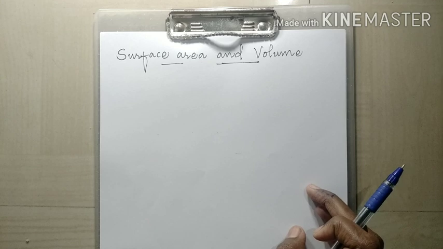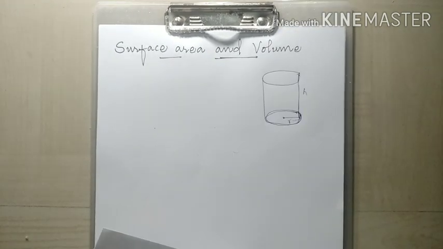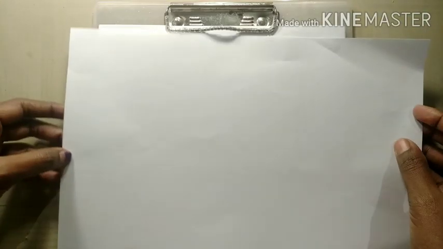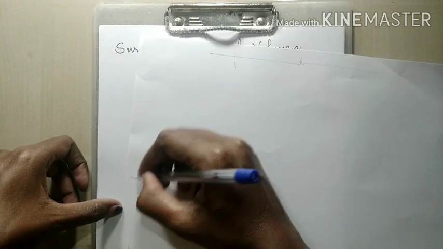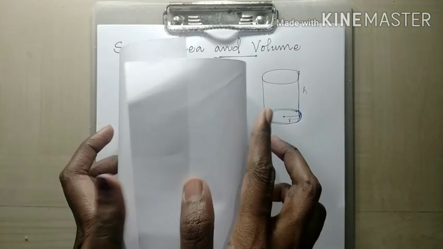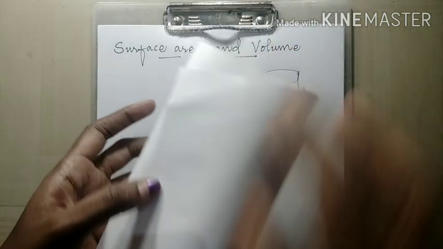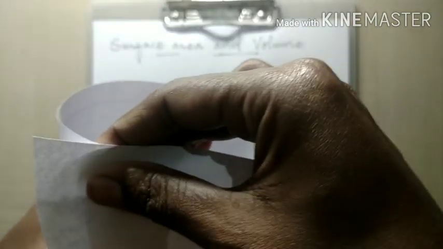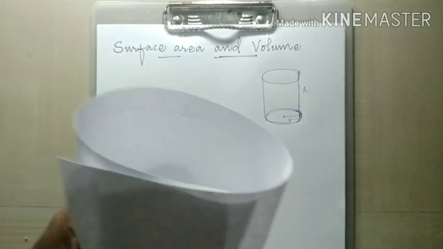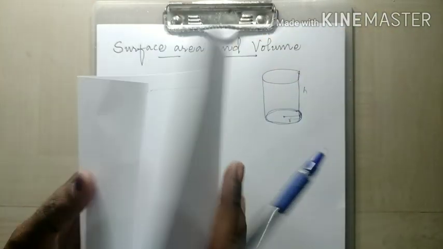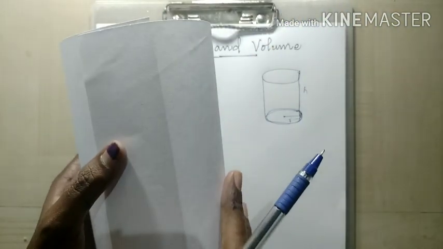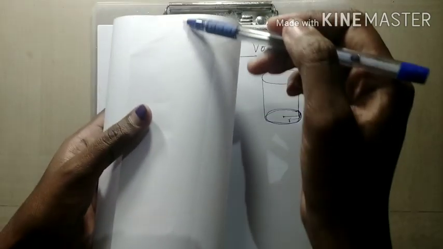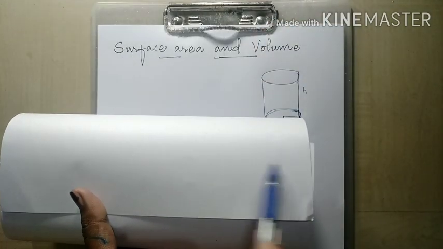So let us start with the cylinder. Suppose I have a rectangular sheet. This is the length part and this is the breadth part. I'll fold this rectangular sheet like this. So the length part became a circle, like this. This is the length part. The length part became a circle and the breadth part is nothing but the height. This is the height.